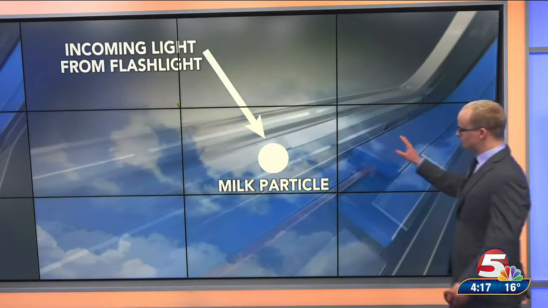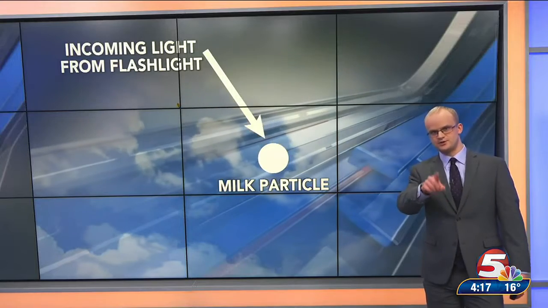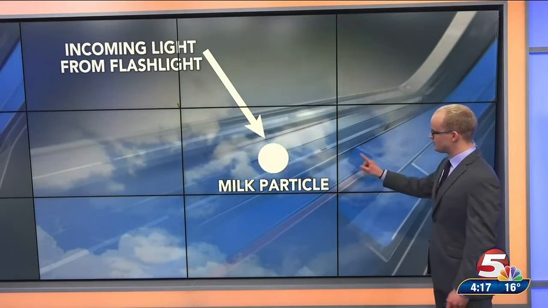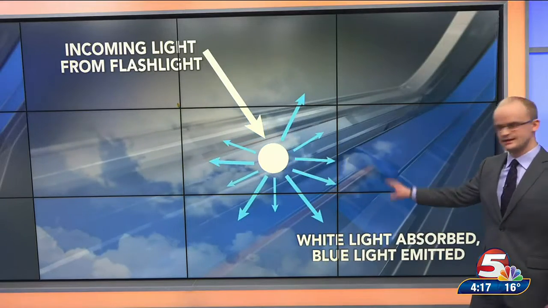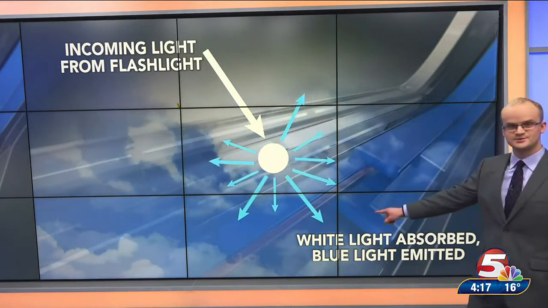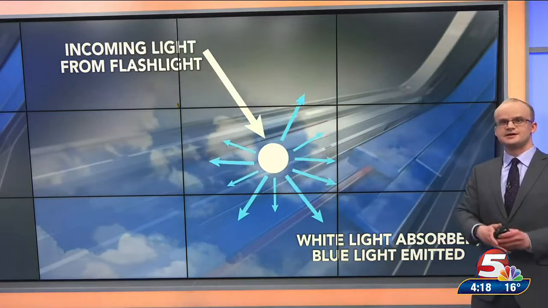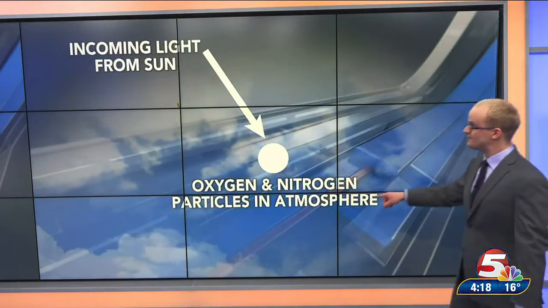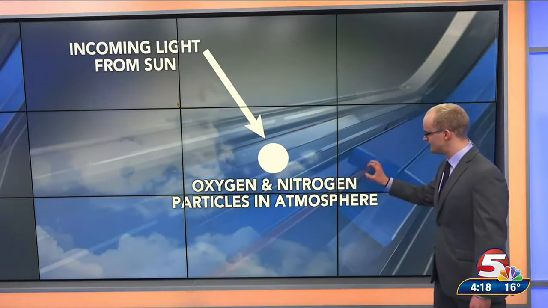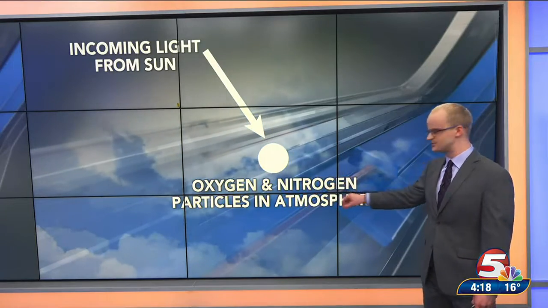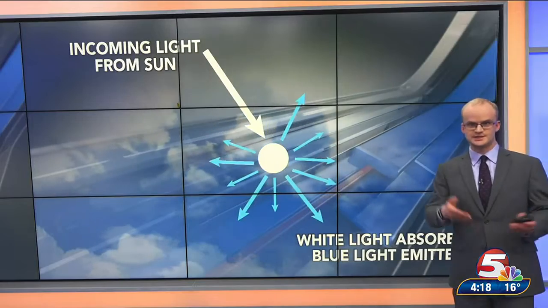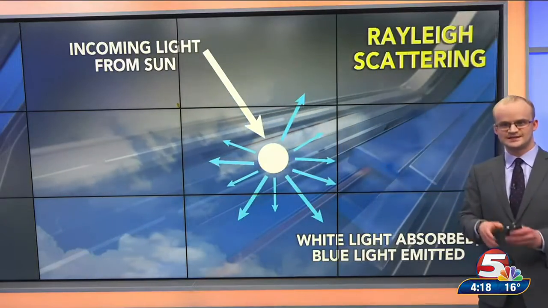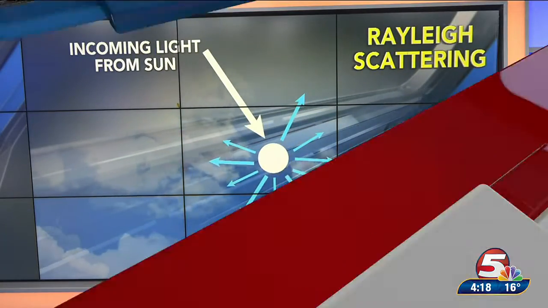And when we get a milk particle, which is what I'm going to show you in an experiment in just a quick second, we're going to see that the light from the flashlight scatters that white light. The white light is absorbed, blue light is scattered. Same thing happens with our atmosphere. When the light comes in from the sun, oxygen and nitrogen particles in the atmosphere scatter that light, and we get blue light emitted, which is why the sky is blue. This is a process called Rayleigh scattering. We'll show you this experiment that I'm referring to right now.